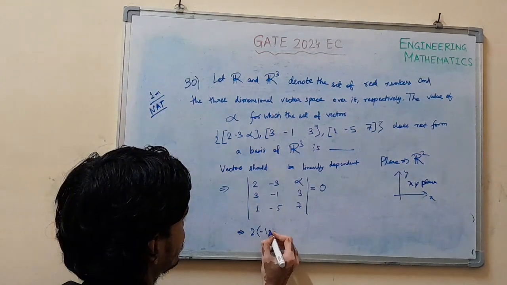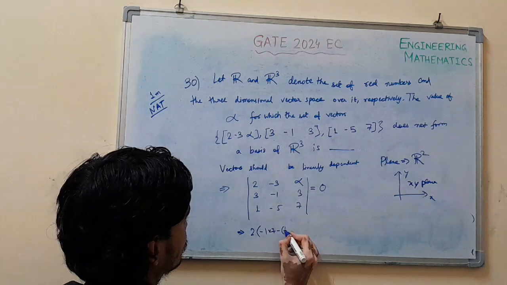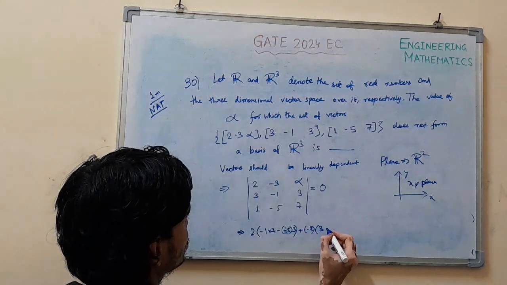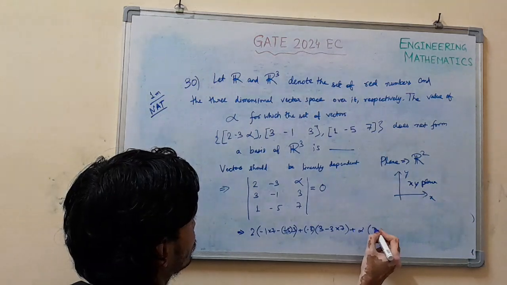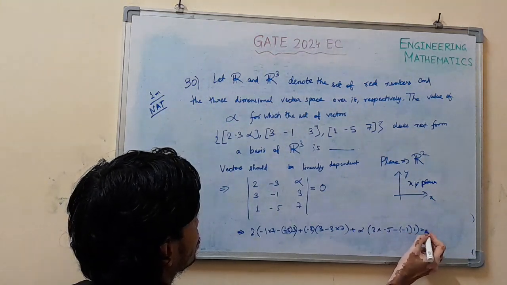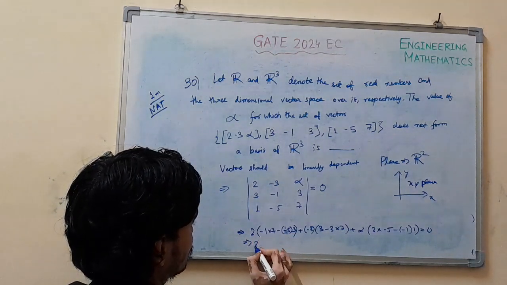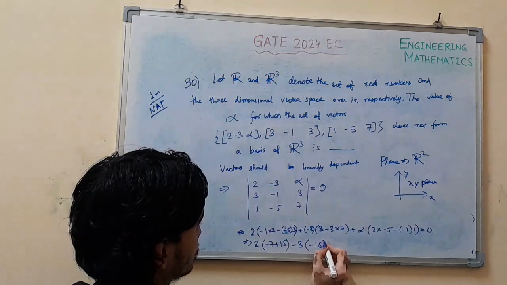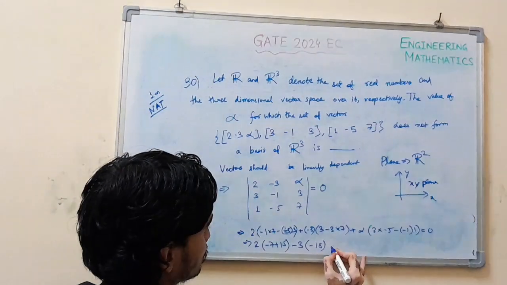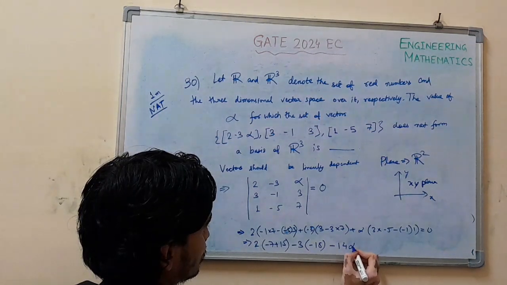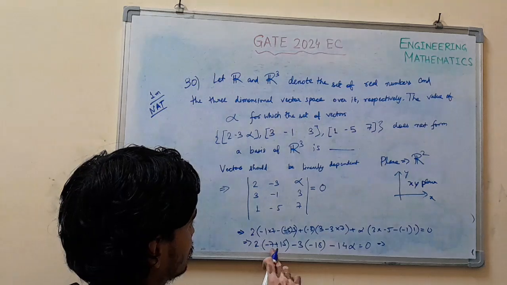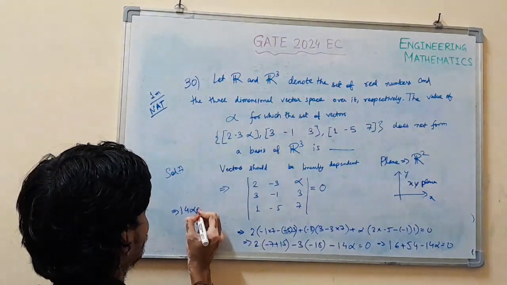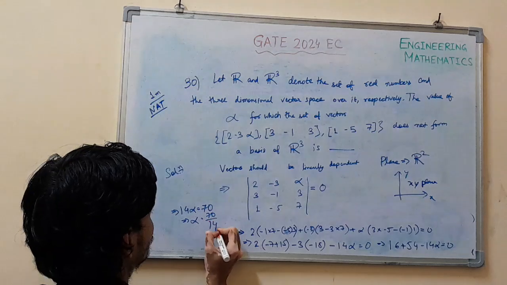Let's solve. Expanding the determinant: 2 into minus 1 minus 7, minus 5, minus 3, plus minus 3 into minus 3, minus 3, minus 3, minus 7, plus alpha into 3 into minus 2 minus 1 minus alpha minus 2. So from here we get 2 into minus 11 plus 15 minus 3 into minus 18 plus minus 14 alpha equal to 0. That is 16 plus 54 minus 14 alpha equal to 0. So 14 alpha should be equal to 70, so alpha should be 70 by 14, which is 5.